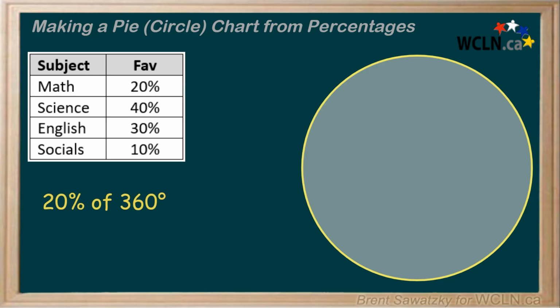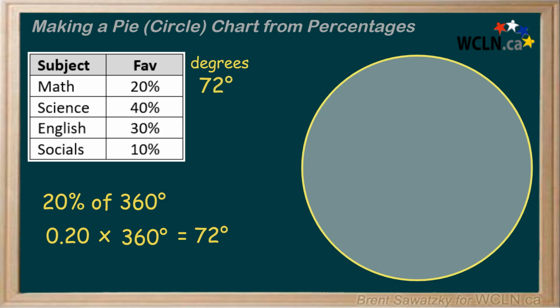So what is 20% of 360 degrees? Well, 20% becomes 0.20 for our calculations. That is, we divide by 100. And we replace the "of" with a multiplication. So 0.20 times 360 degrees is, using your calculator, 72 degrees. So let's make an extra column here and we'll call it degrees. And for the subject math, we know that it would be 72 degrees.